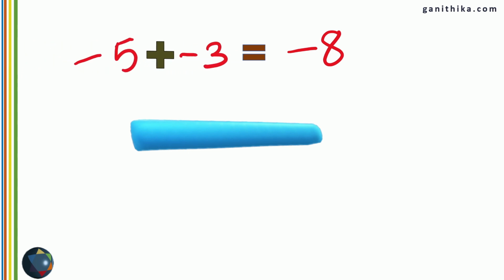For negative 5 plus negative 3, the final answer is negative 8, because you need to add the numbers 5 and 3 first, and then put the negative sign, because both the numbers are negative and you are adding 2 negative numbers. So when you add 2 negative numbers, the final answer will be negative. For the number, you simply have to add the 2 numbers. Hope it is easy here.